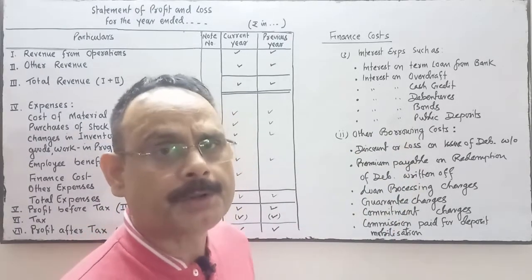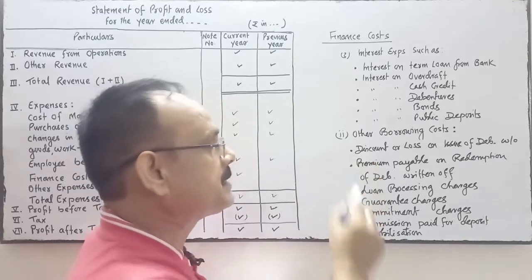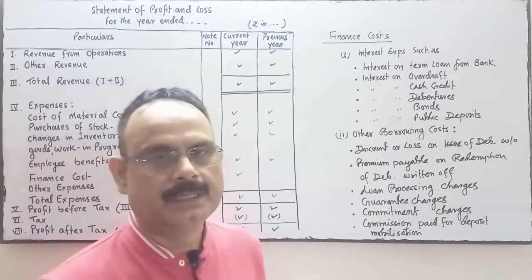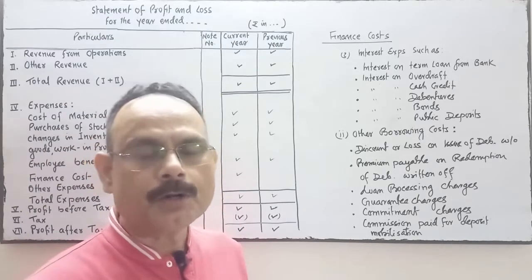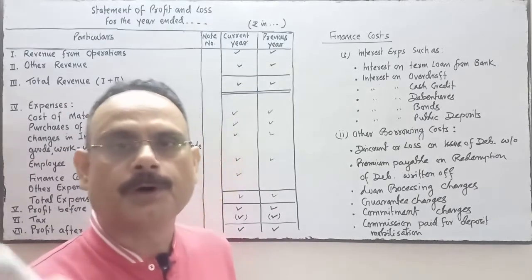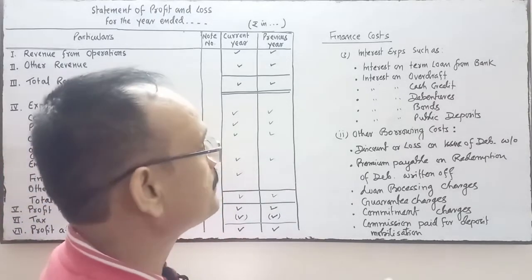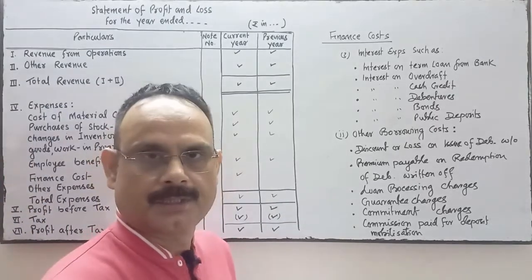What are other borrowing costs? Other borrowing cost means discount or loss on issue of debenture written off. This also comes under the finance cost.